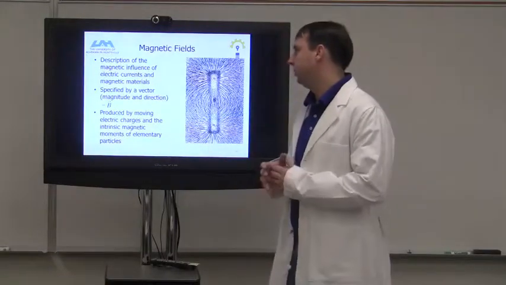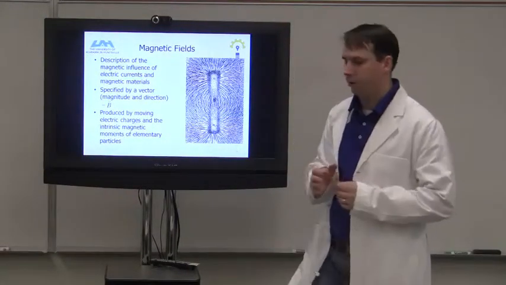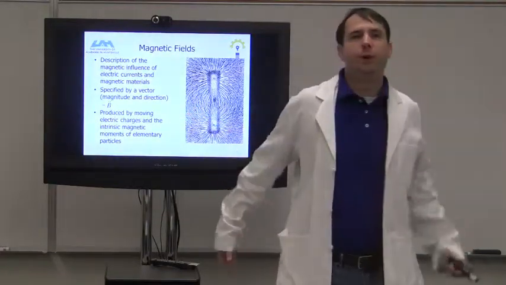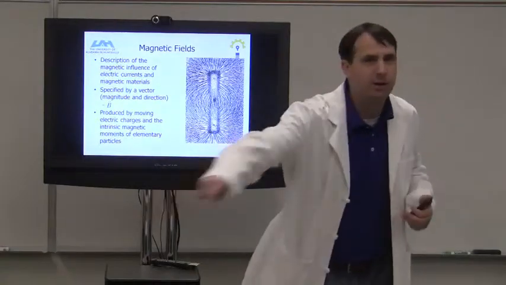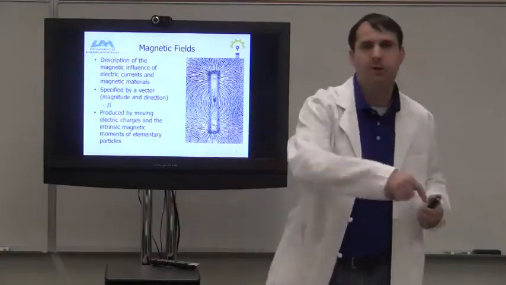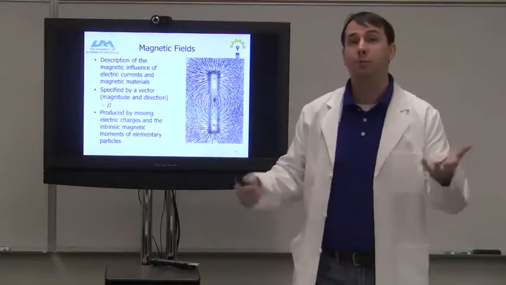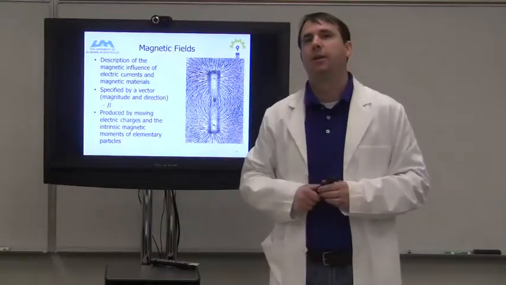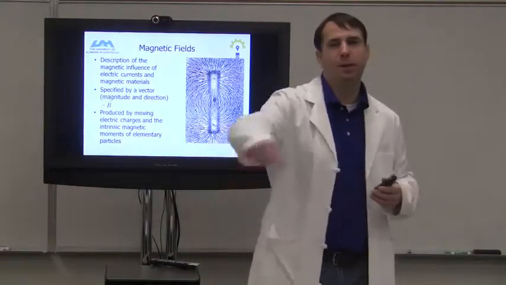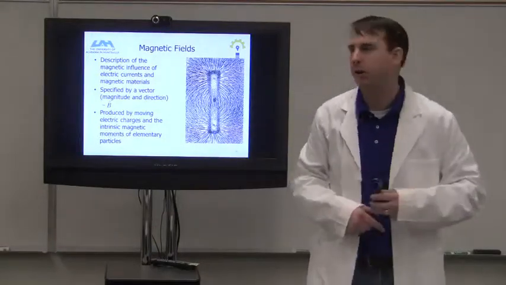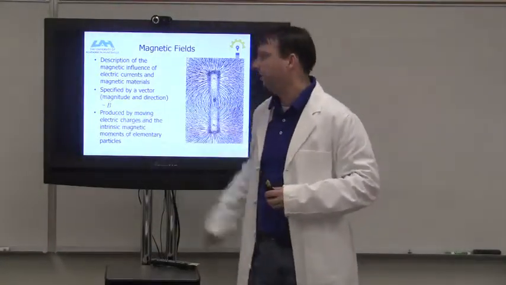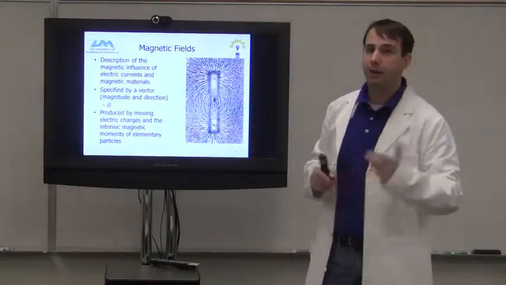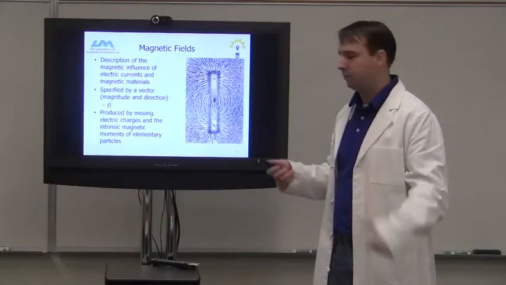Produced by moving electric charges and the intrinsic magnetic moments of elementary particles. So, you know, it's got ferrous materials, or the Earth has a magnetic field because we have a very large spinning conductor, right? And you have a large spinning conductor, it's going to create a magnetic field. Our large spinning conductor is our spinning magma core. It's a very hot conductive core that's spinning, and that motion of those electric charges creates a magnetic field. And ours is very large, fortunately for us, because that helps us to stay alive, helps our compasses work too.